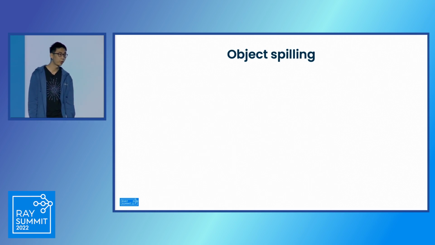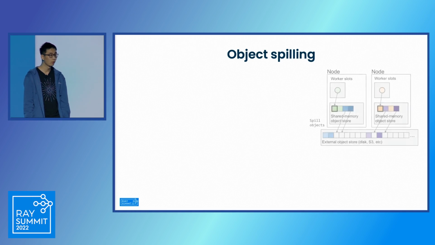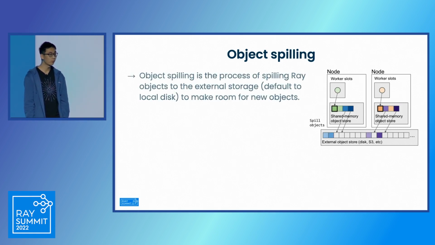So the next great feature I want to talk about is object spilling, which enables out-of-core processing. This is an animation showing that object spilling happens when a running task wants to create some object, but the local object store is full. So, several things about object spilling.